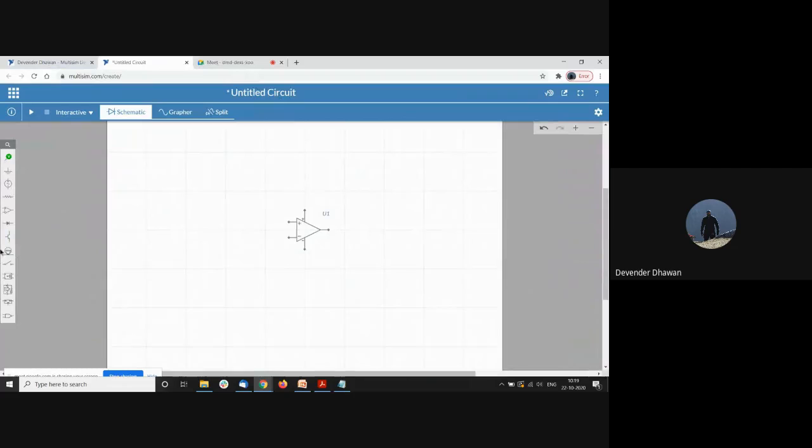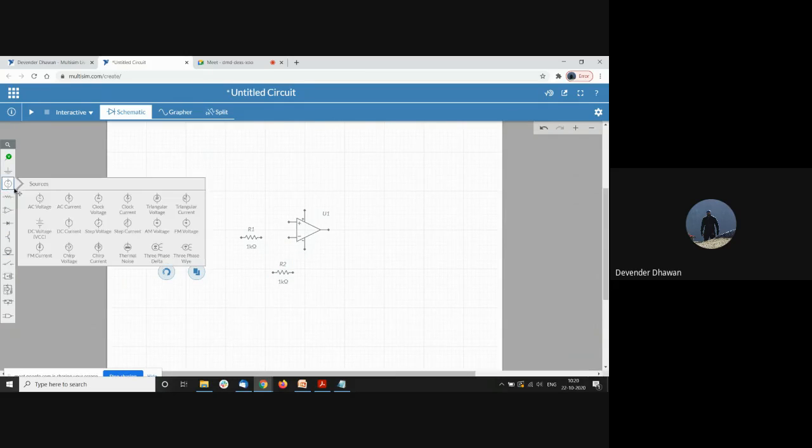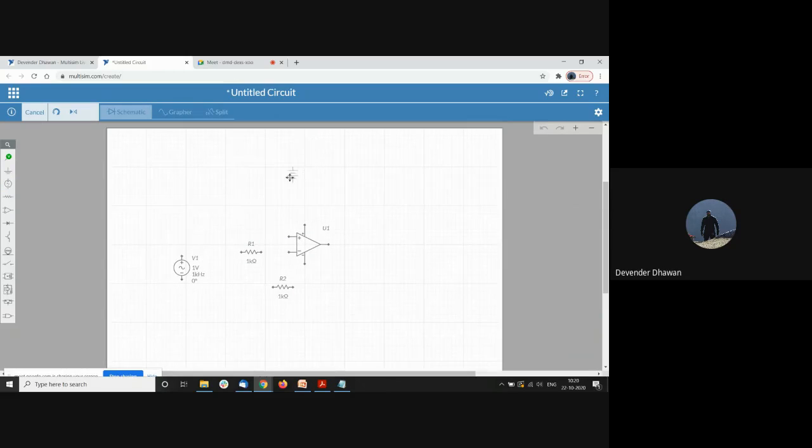Let us try to connect. This is my R1, and then I'll have R2. Then I will have one AC input, and I will also take a DC supply for my biasing. Let me copy this for my other side. Then I will have a ground signal. Here we don't need it, and here let me just put it. Let me first connect it here.